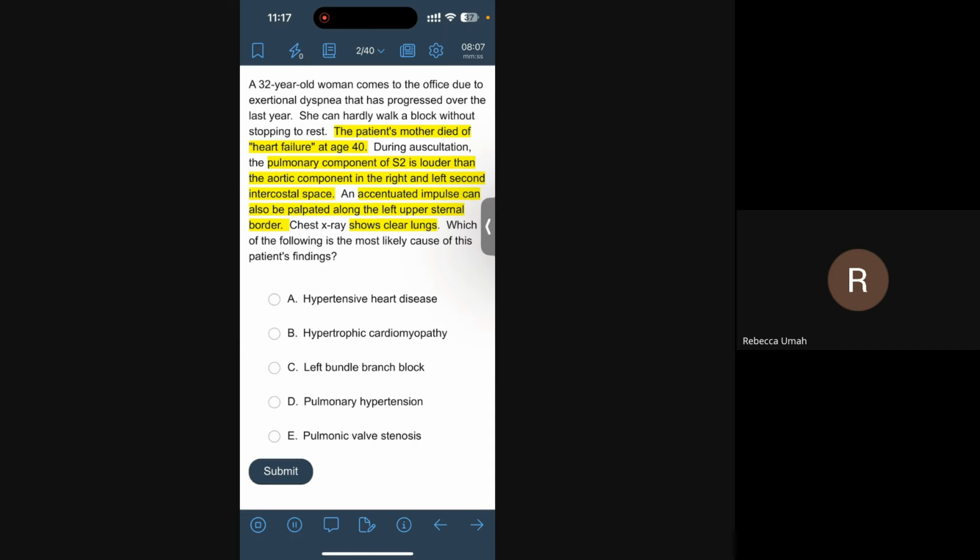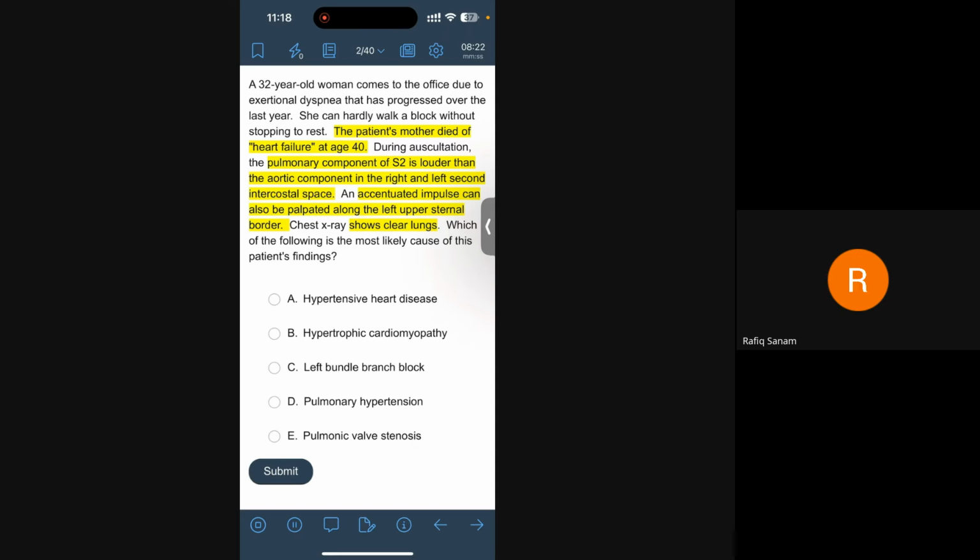Progressive dyspnea, exertional angina, loud pulmonary component. Do you think that hypertrophic cardiomyopathy is the answer to this? No.